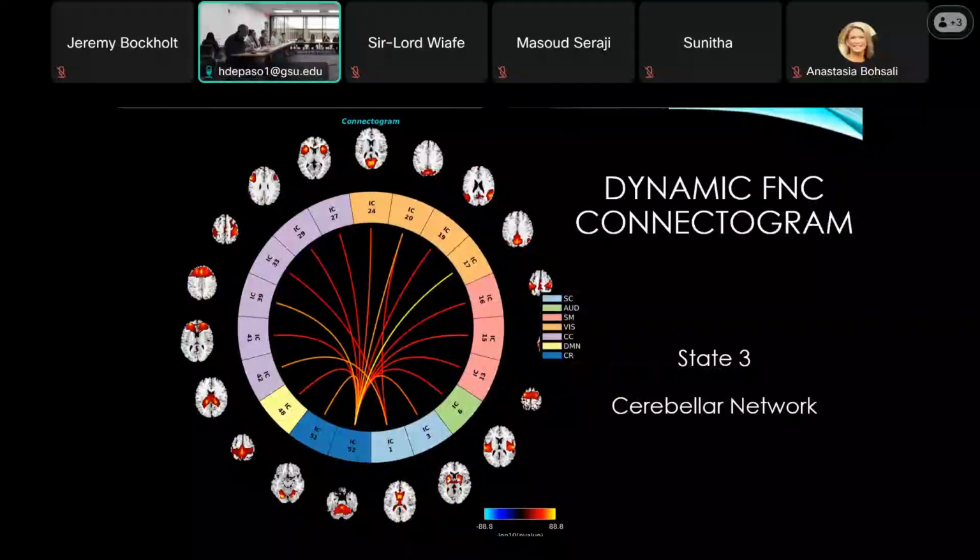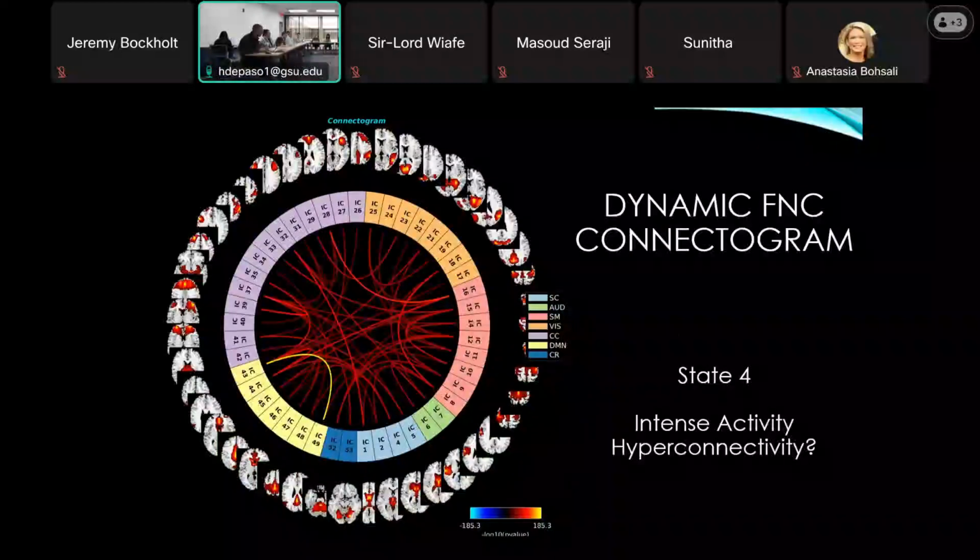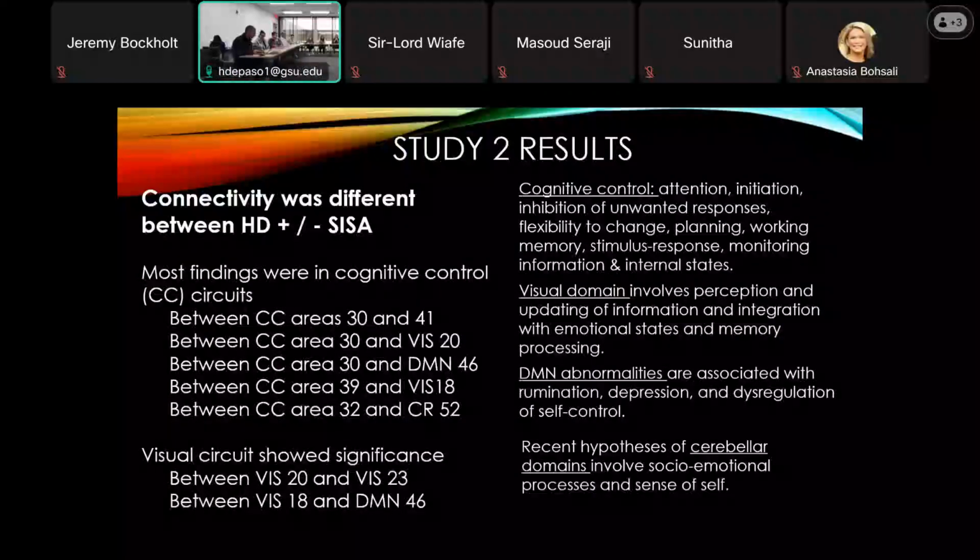All right, let's move on. Okay, sorry. Let's talk a little more about this then. Dynamic, so we looked at the intense hyperactivity in state 4 itself. I'm going to go through that. Our results from study 2 were that the connectivity was different between ADHD and suicide ideation.